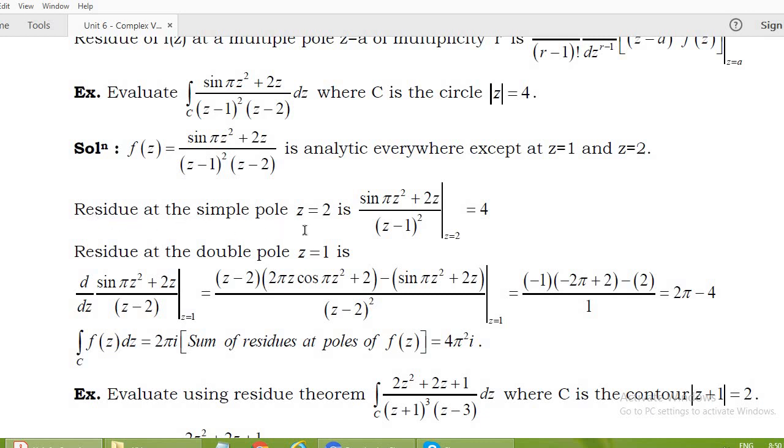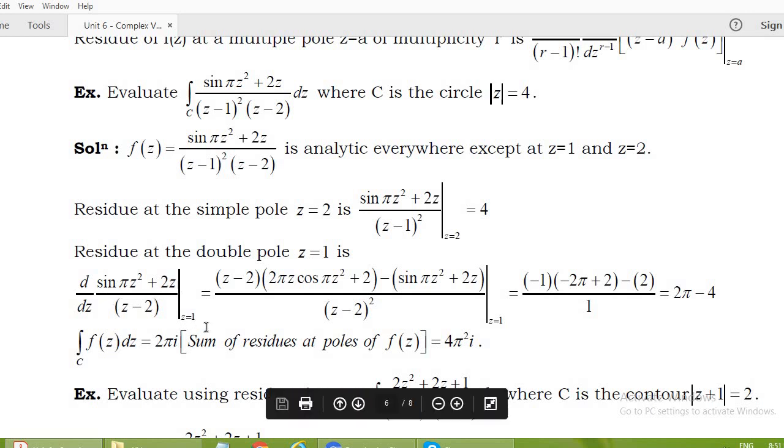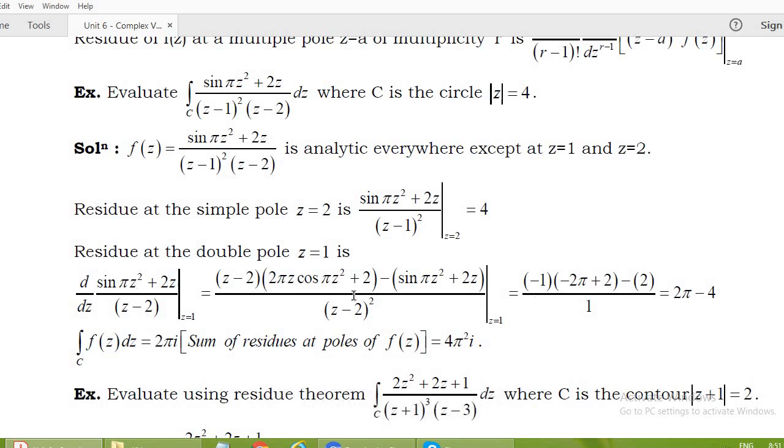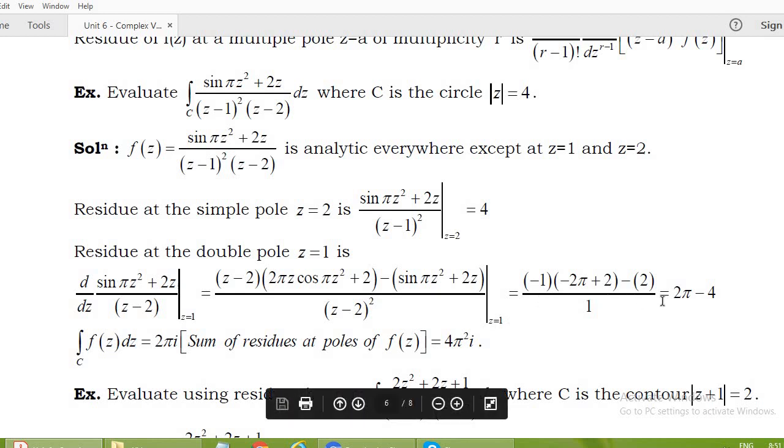Residue at the simple pole z equal to 2 is (z minus 2) times f(z), and then put z equal to 2, we are getting it as 4. Residue at the double pole z equal to 1 is 1 upon 1 factorial into the first derivative of (z minus 1) square into f(z), and then put z equal to 1. Now numerator and denominator are both functions of z, so we have to make use of the quotient rule, and after using the quotient rule it simplifies to 2 pi minus 4.